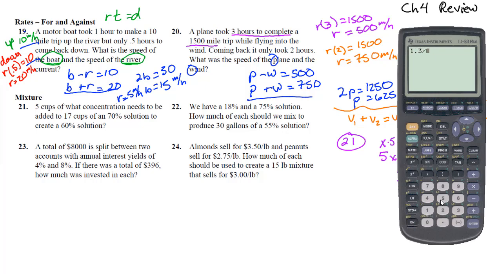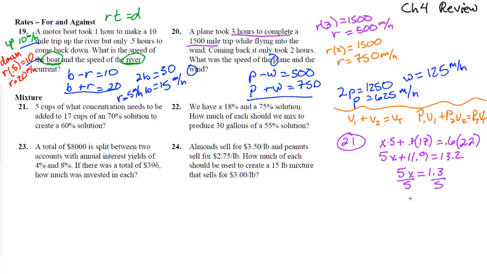1.3 divided by 5 equals 0.26. So x equals 0.26 or 26%. Great. Number 22.